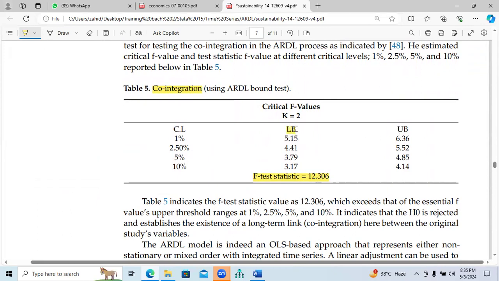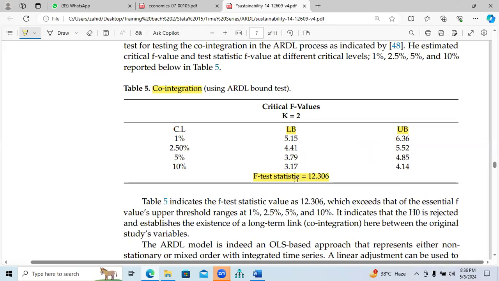We need to compare this value with lower bounds and upper bounds. LB stands for lower bounds and UB stands for upper bounds. So this value should be greater than the lower bounds and upper bounds values at all critical levels. If it is greater than these critical values at all levels, we can say there is a long-term relationship between the variables.